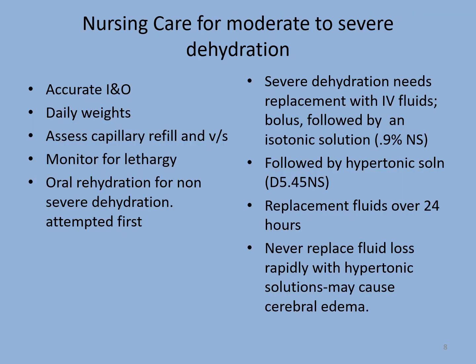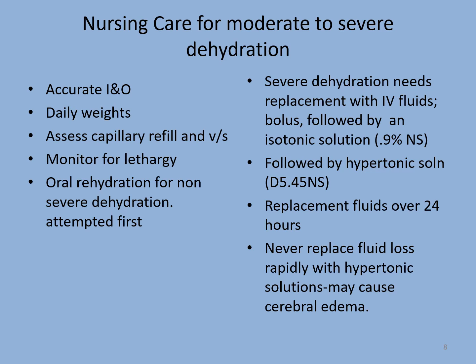So care for a child that's moderate to severe dehydrated. These children will probably be admitted. Sometimes, like as I said before, the moderate may not, but we're assuming that they are moderate to severe. Of course, once again, accurate I&O and daily weights is important. Assessing the capillary refills along with their vital signs is very important. We'll watch for signs of lethargy. And if they're moderate and they can keep fluids down, we may start using oral rehydration right in the hospital and see how they do with it.